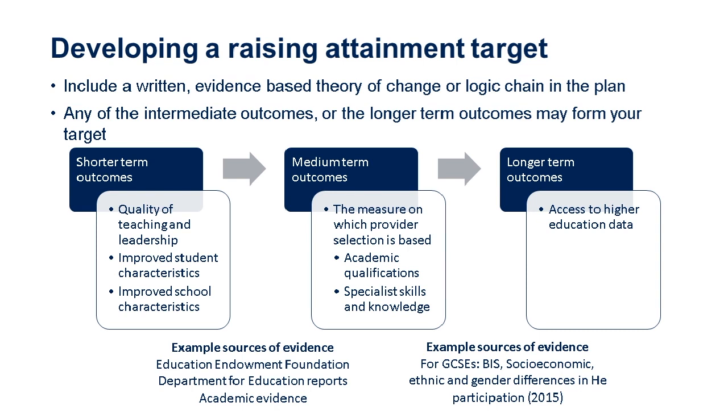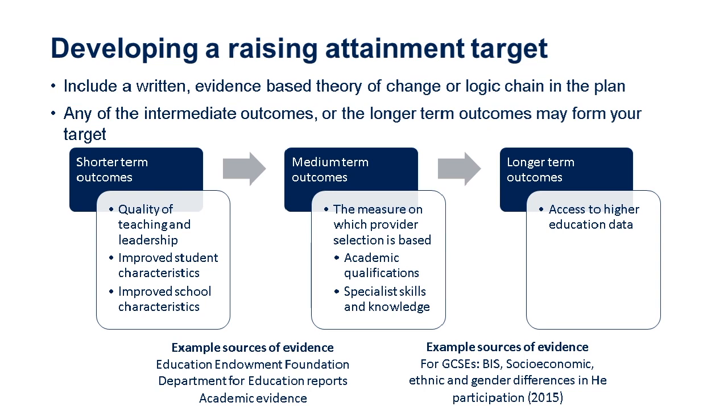So, for example, this could be about the measure on which provider selection is based. So it could be about academic qualifications such as GCSEs, because we know that there is good evidence to show that there's a strong correlation between attainment at GCSE and access to higher education.